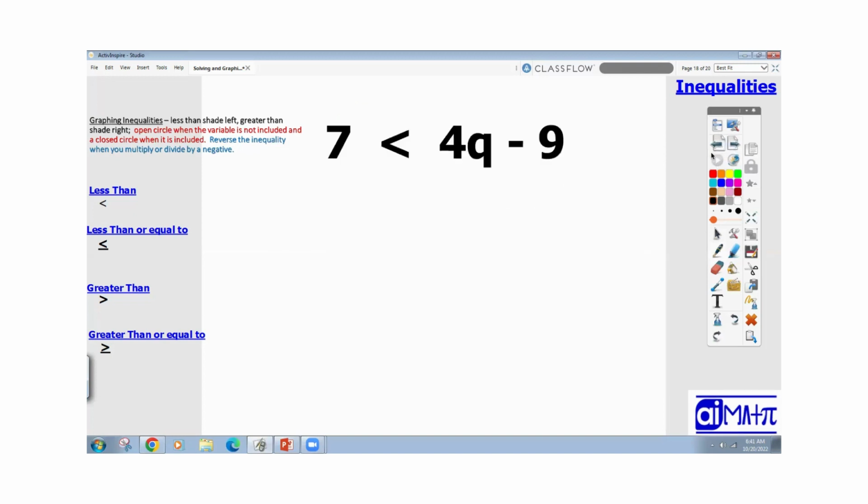Work out one last problem here. We have 7 is less than 4q minus 9. And my only concern is this q. And the opposite steps in the reverse order. So multiply it by 4 and then subtract 9. So I'm going to start off by adding 9 and then dividing by 4 afterwards.